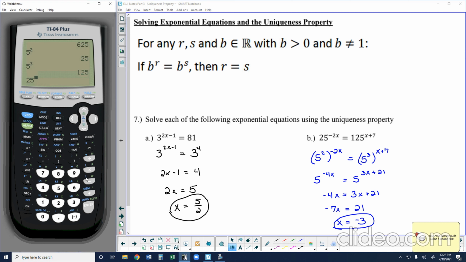On the left side of the equation, this would be 25 to the -3 times -2, which would be 25 to the 6th power, which is a rather large number. And then let's check 125 to the -3, sorry, this would be 125 to the -3 plus 7, which would be 4th power. And we can see that both of those numbers are the same.